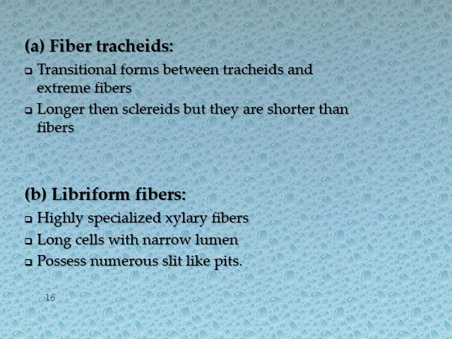The next type of xylem fiber is the libriform fibers. These fibers have very thick walls and possess simple pits, and they are longer than tracheids. Due to the thickened cell wall, they possess a very narrow lumen.